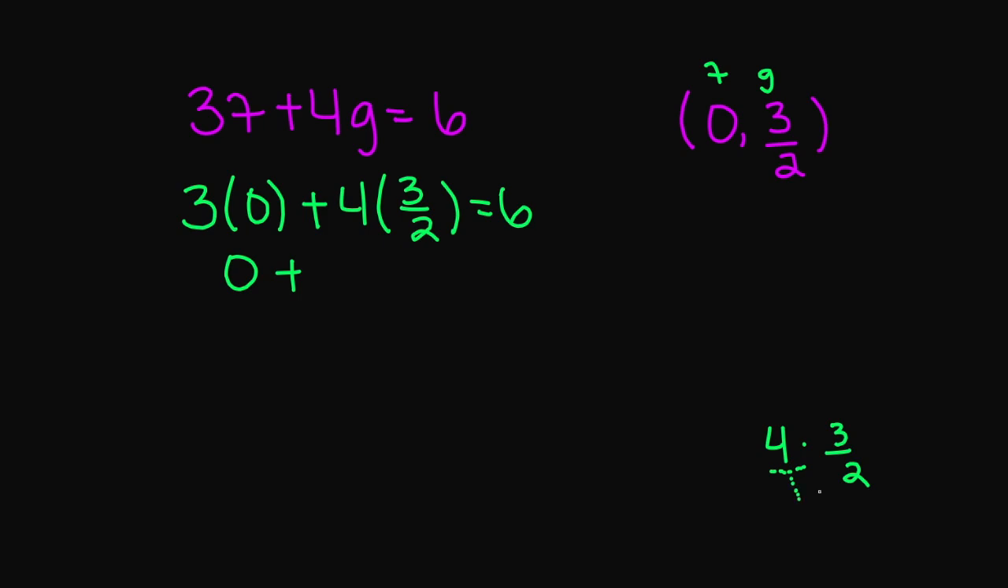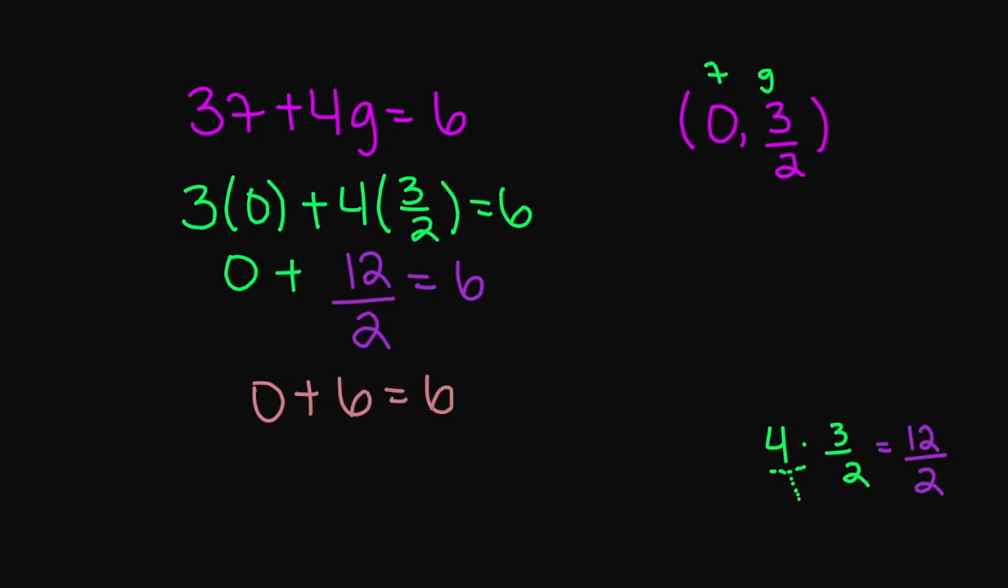All right, so now we're just going to multiply across. 4 times 3 in my numerator is going to be 12. And then my denominator, 1 times 2, this is going to be 2. So you have 0 plus 12/2 equals 6. So my left side here, you have 0 plus 12 over 2, this is going to equal 6, which equals 6 as well. So 0 plus 6 is 6, equals 6 again. So this ordered pair, yes, is a true solution to this equation.